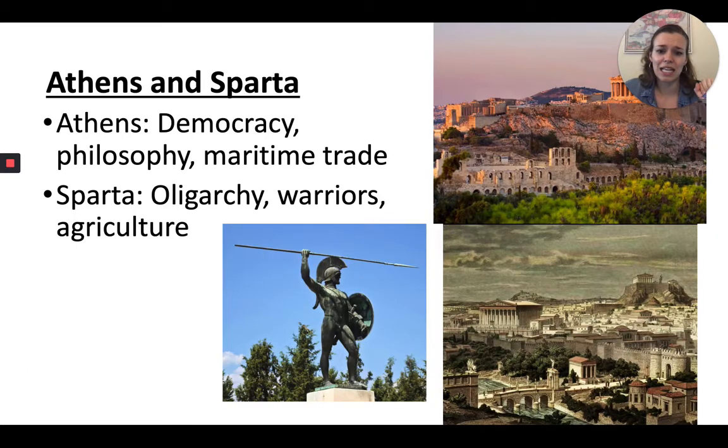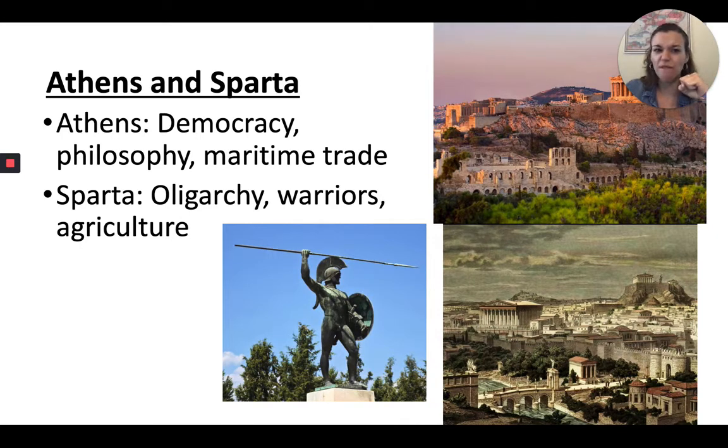All right, let's talk about Athens and Sparta. This is going to be our focus for the rest of the lecture. So, Athens: democratic, super into philosophy and art and music and architecture, all about maritime trade. Sparta: oligarchy, right? So they're ruled by a small council.